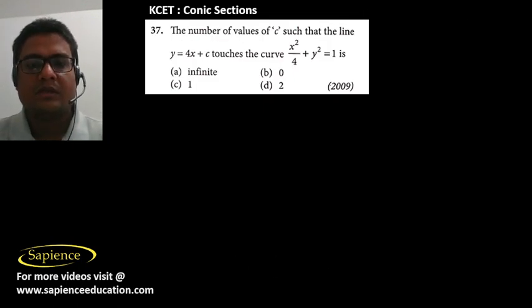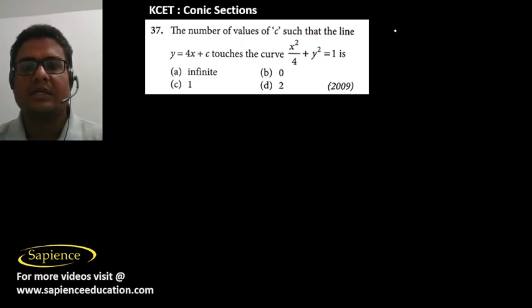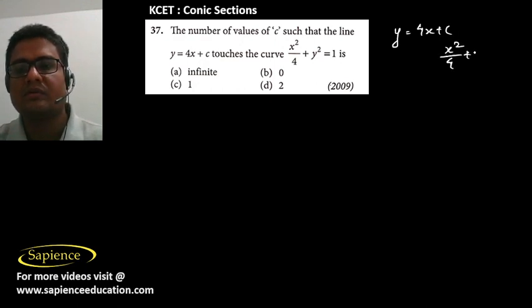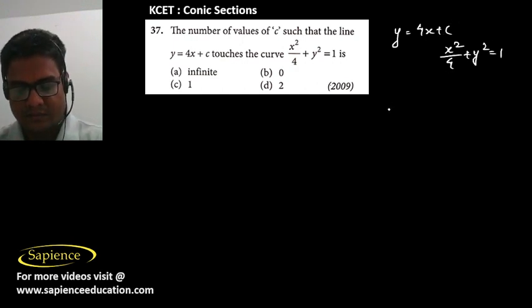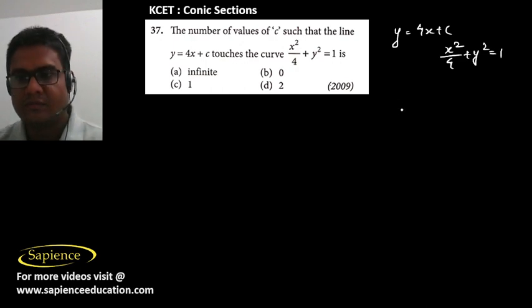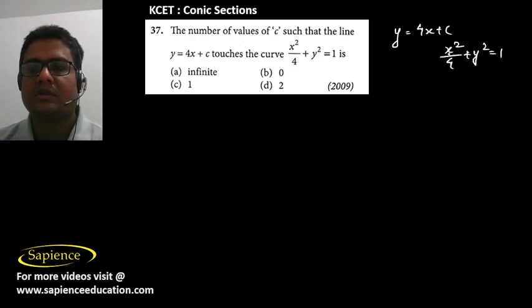Then it is asked the number of values of c such that the line y equal to 4x plus c touches the curve x square by 4 plus y square equal to 1. So if it will touch the curve, then it should be a tangent to this curve. Therefore if we solve it, then we should get only one root. So we can get only one root if the discriminant of the quadratic equation is 0.